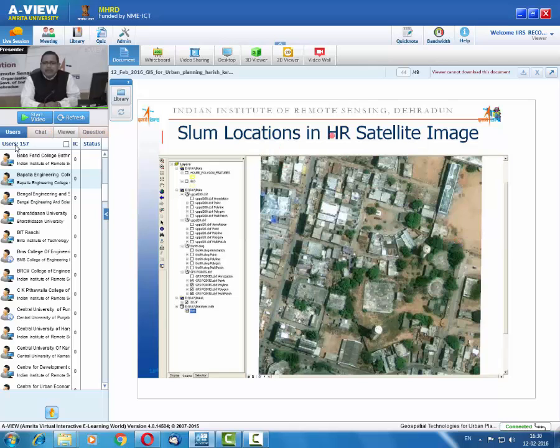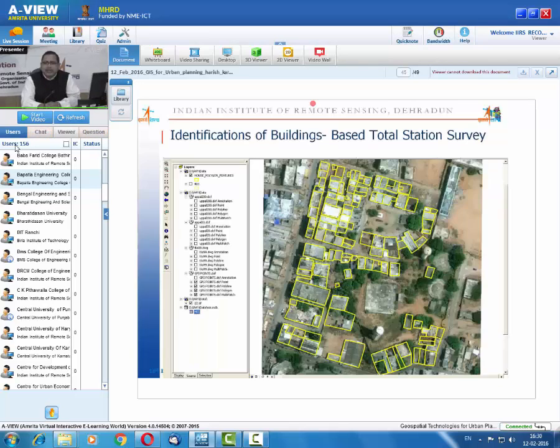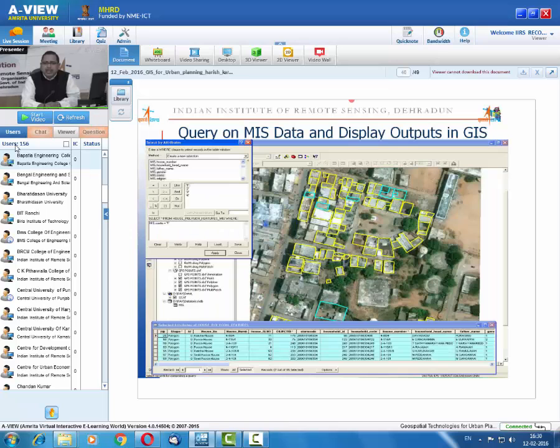For the slum area study, with high resolution satellite imagery, you can see the identification of slums in the urban planning area, then overlay the footprints of these buildings, and then perform some attribute based queries. You can see here the cyan colors. I am firing the query in this table, and the outputs are presented as identification of different features. The selected features are shown in cyan, and normal features are shown in yellow in this map.